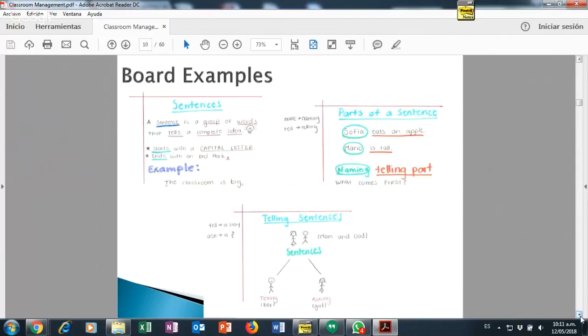Okay. These are board examples. Okay, for example, in our case, we have a lot of classrooms from a lot of schools that actually already have these margins in them.